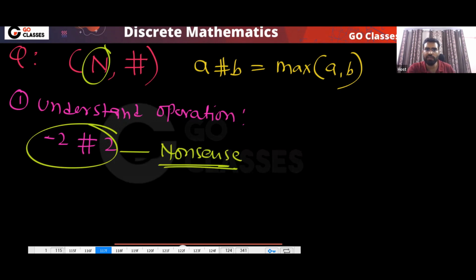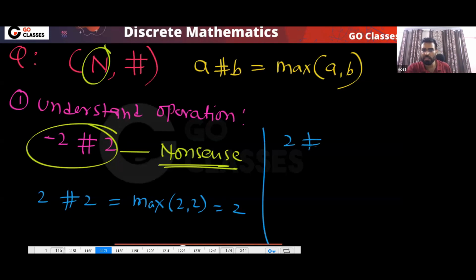Remember, everything should come from the base set. Your base set is the set of natural numbers. Don't forget about it. That is the reason I have taken this. Now tell me, what is 2 hash 2? That is the maximum of 2 comma 2, and that is 2. What is 2 hash 1? That is the maximum of 2 comma 1, that is 2. 1 hash 2 is also 2. So this is the operation.